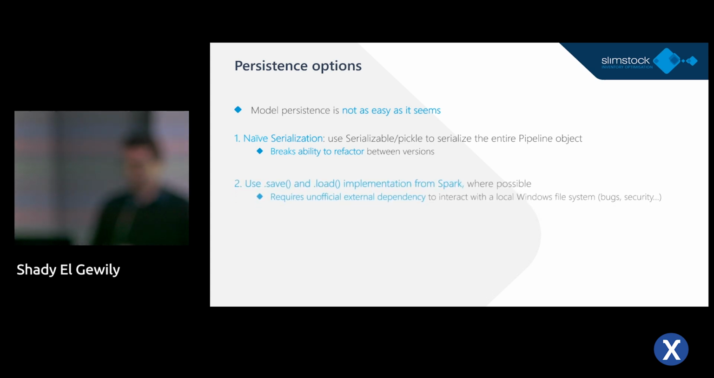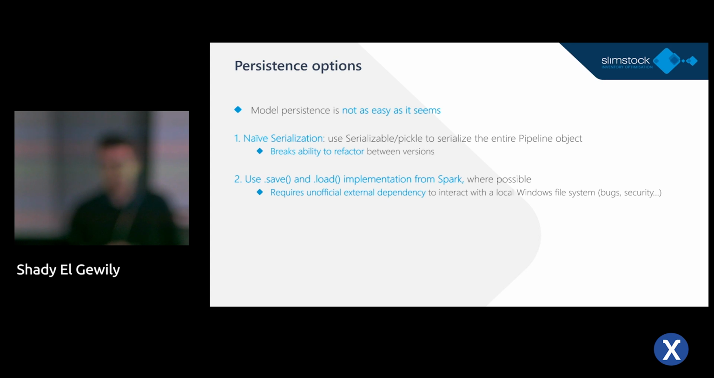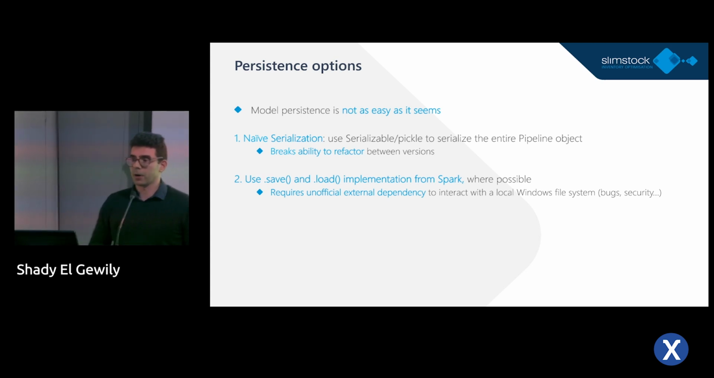Stuff like that. Now, the second option would be to look at, we are using primarily Spark. Spark has a save and load mechanism, right? So why don't we use that? But our software is installed on Windows machines. And then you find out that Spark was designed for Unix systems. And if you want it to work in local mode on Windows, you need a specific, external, unofficial dependency that makes it work on Windows. And that has security implications. And there's also bugs in those kind of packages, of course.